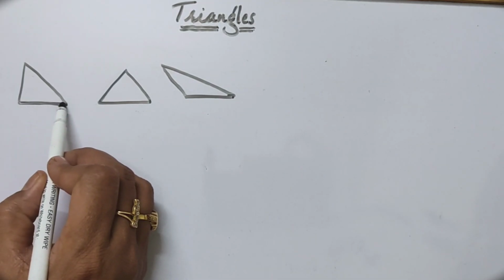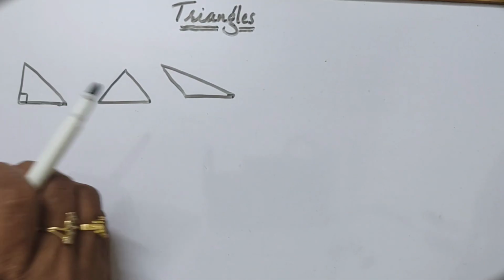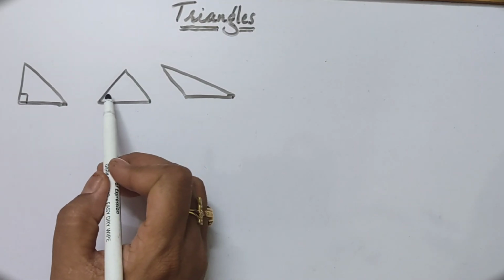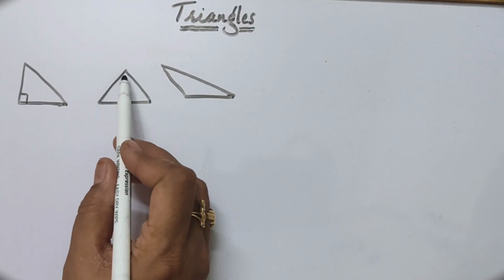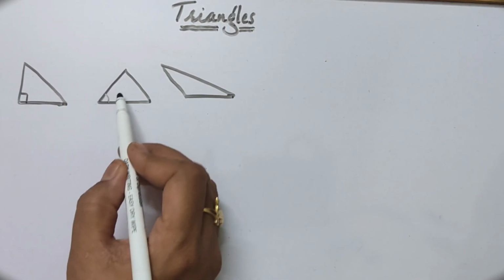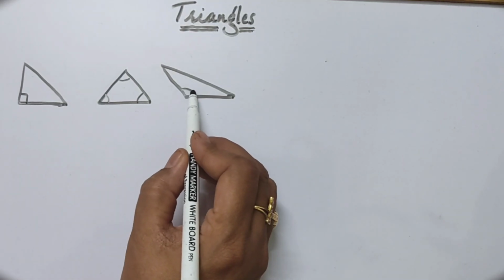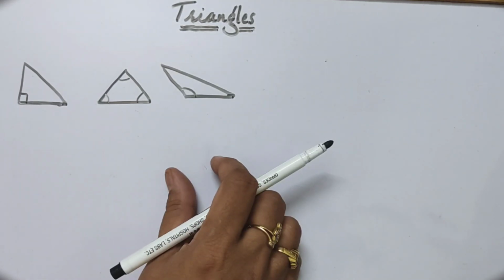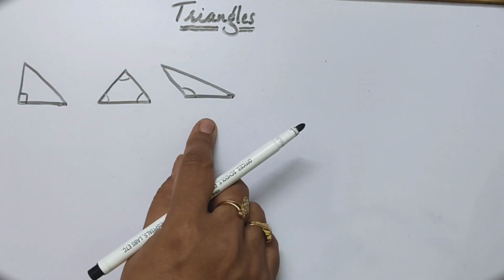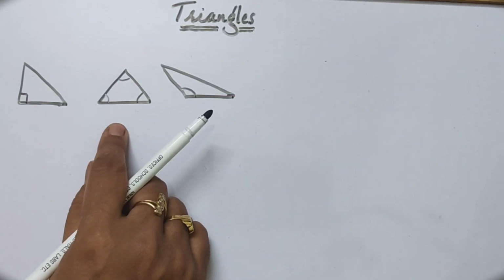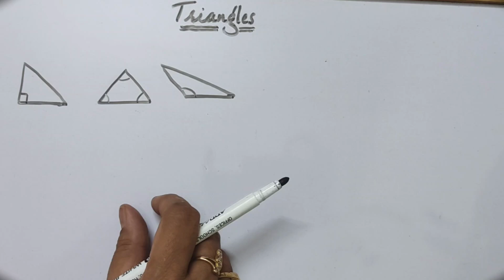So this is a right angle triangle, that is, one of the angles is 90 degrees. Here, this is an acute angle triangle where we can find all the angles are less than 90 degrees, and one of the angles is more than 90 degrees. So we call this an obtuse angle triangle. Okay, this is an acute angle triangle, and this is a right angle triangle.